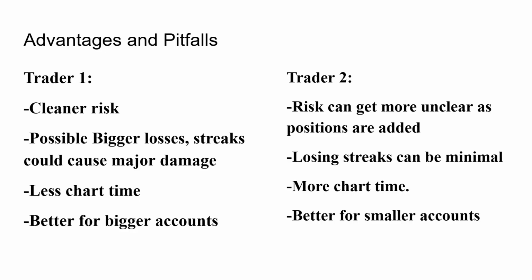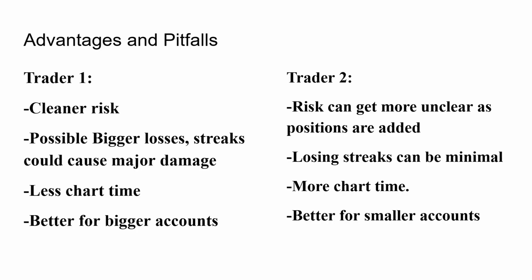But at the same time, he does have to spend less time in front of the chart. Once he knows his risk and has measured everything out, he takes the entry and he's done. And again, this method, Trader One's method, is better for bigger accounts. Trader Two, on the other hand, he can risk more, but at the same time, his risk gets more unclear as his positions are added.